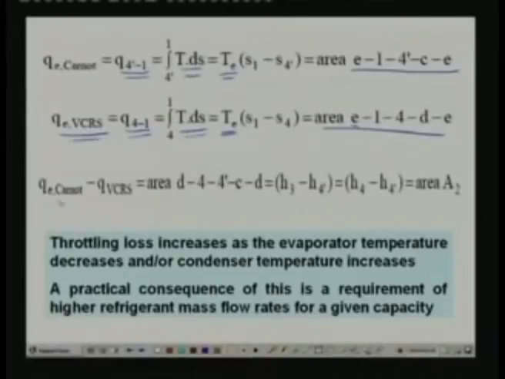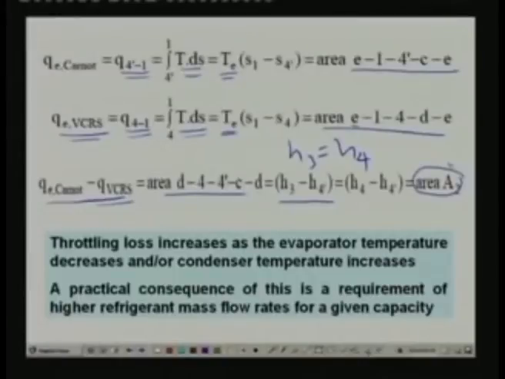So the difference between the refrigeration effects, that is QE Carnot minus QE vapor compression refrigerant cycle, is nothing but the area D44'CD, which is equal to H3 minus H4', or this is also equal to H4 minus H4', because H3 is equal to H4, because this is an isenthalpic expansion process. This is nothing but area A2, which we call the throttling loss area.